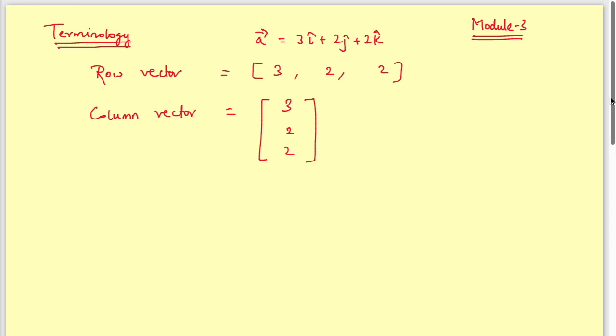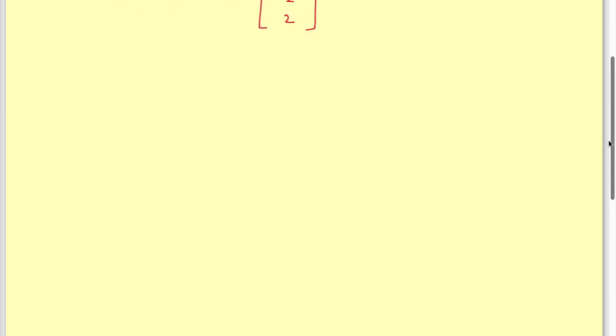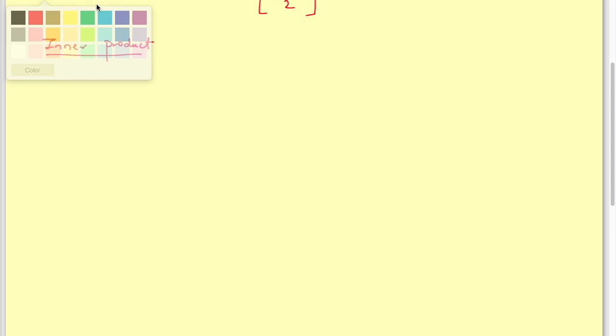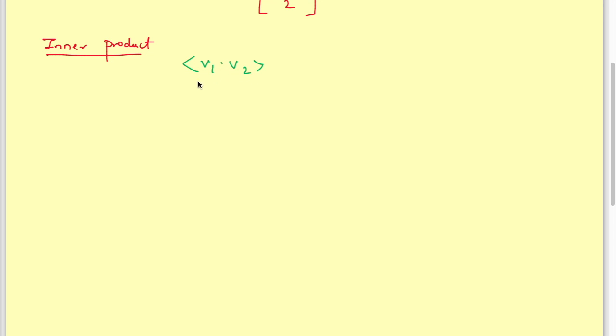The second terminology is inner product. The inner product v1 dot v2 is equal to the sum from i equal to 1 to n of v1i and v2i conjugate, which is also equal to v2 Hermitian v1.